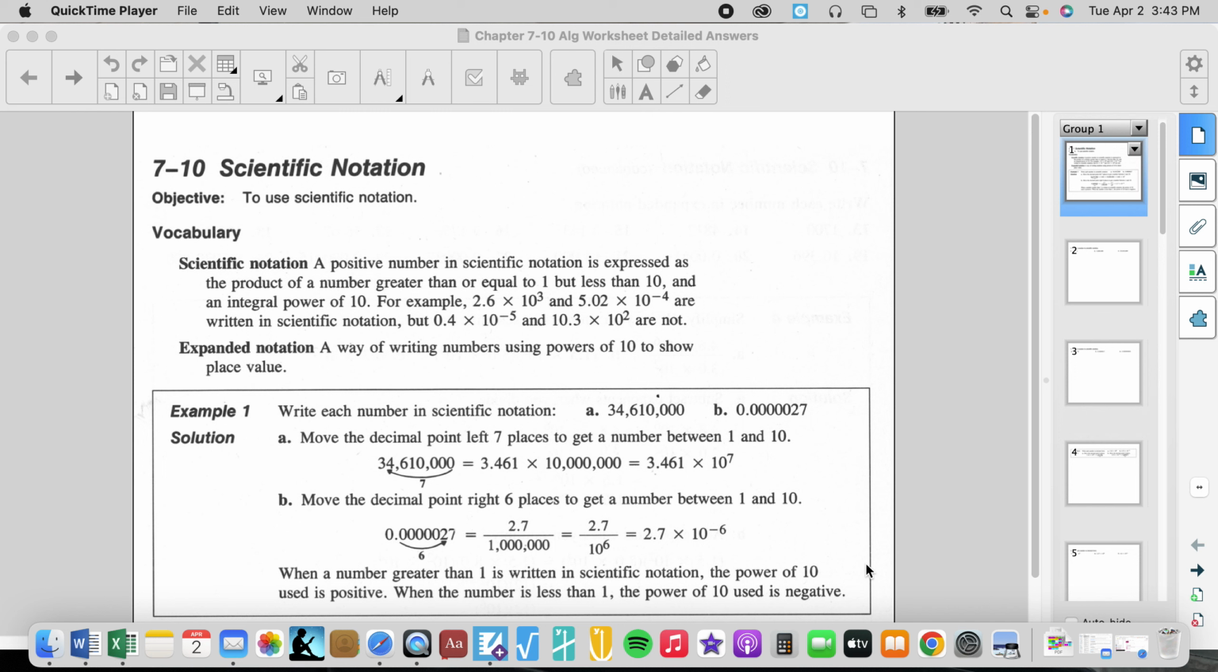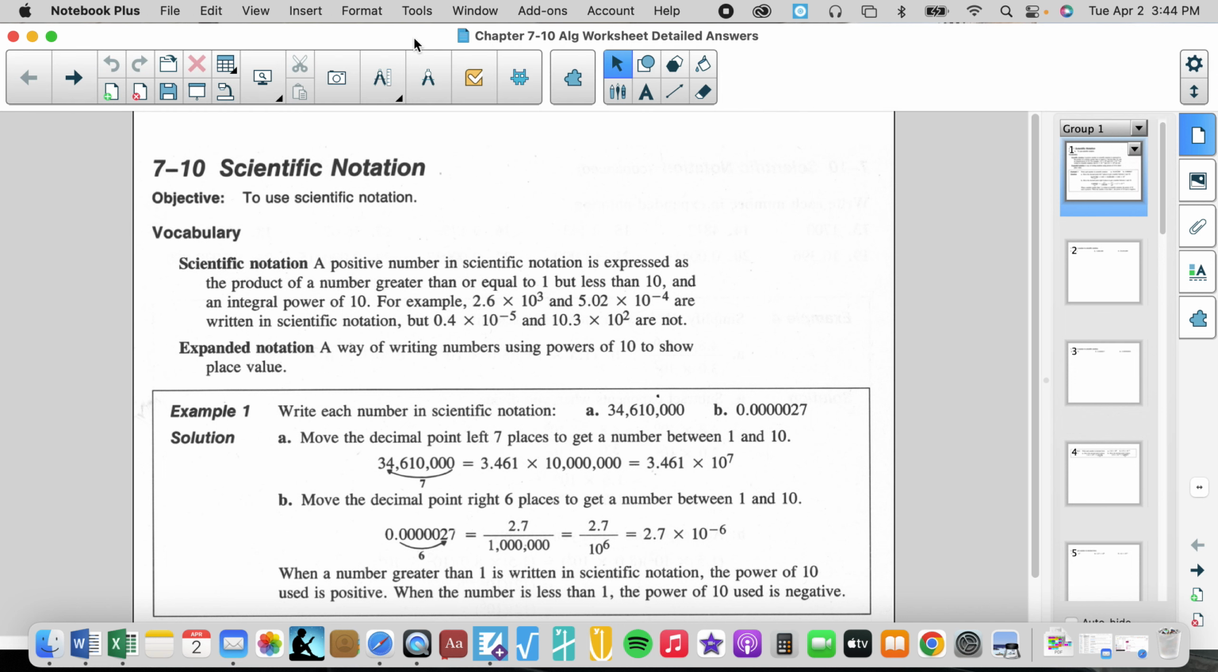And last of chapter 7. Some fun calculations here, scientific notation. Number sense, this is important. Why do we use scientific notation? We use scientific notation because it's a simple way to write an extremely large number or an extremely small number as a more manageable way of writing it, and it's using base 10 powers.